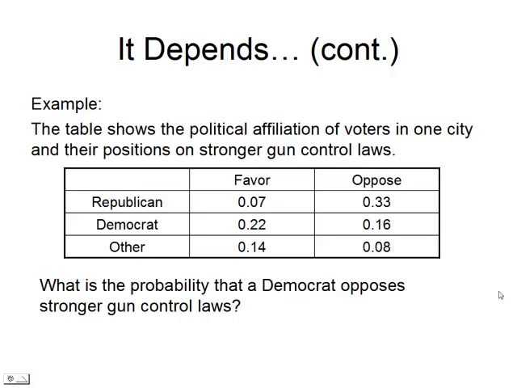The table shows the political affiliation of voters in one city and their positions on stronger gun control laws. So we have a table of favor or opposing stronger gun control laws and whether they're Democrat, Republican, or other. What is the probability that a Democrat opposes stronger gun control laws?